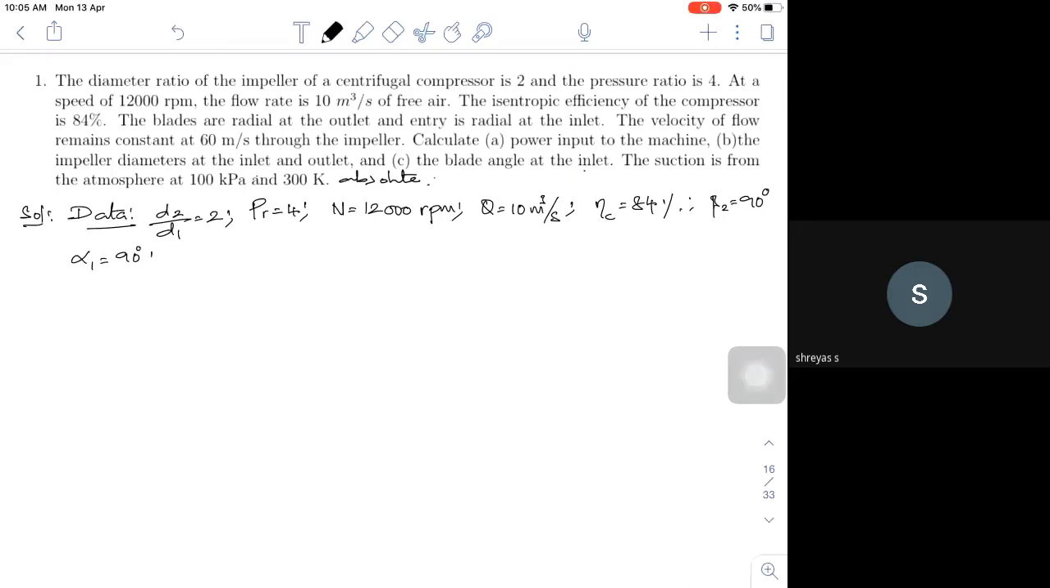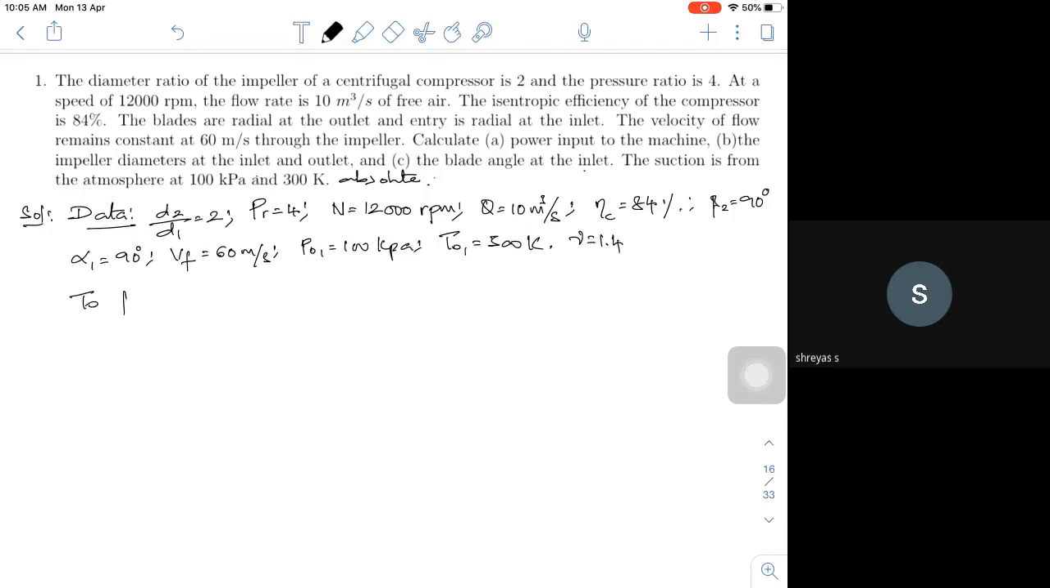So the corresponding velocity of the flow remains constant, that is Vf1 is equal to Vf2, at 60 meters per second. And my inlet pressure, that is P01, is 100 kilopascals, and T01 is equal to 300 Kelvin. This is what they have given, and this being air, I can take gamma is equal to 1.4. So what am I supposed to find?